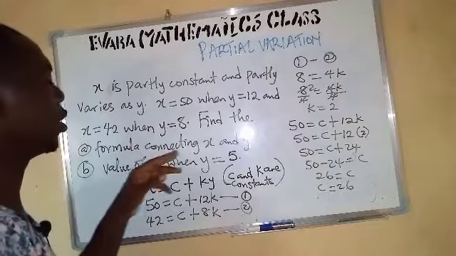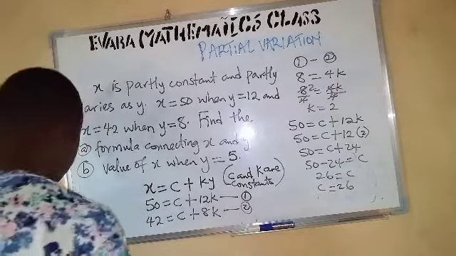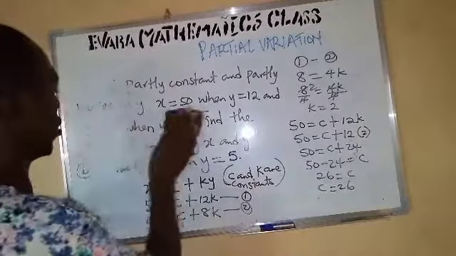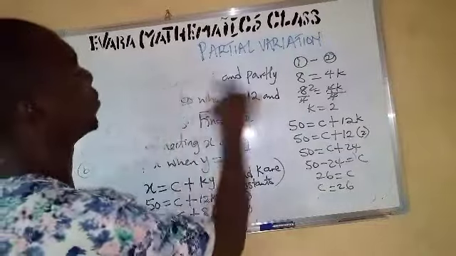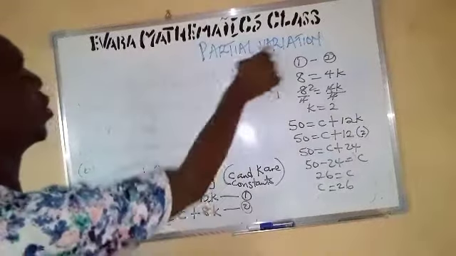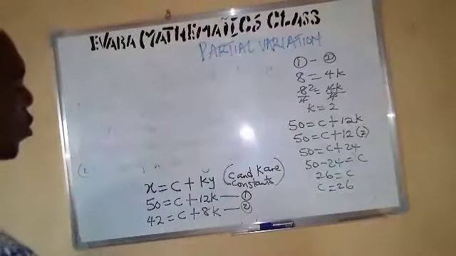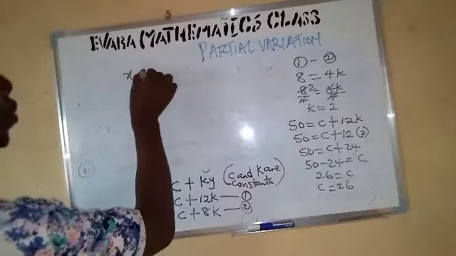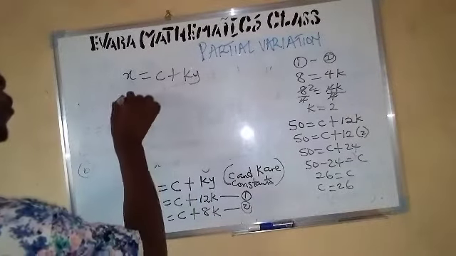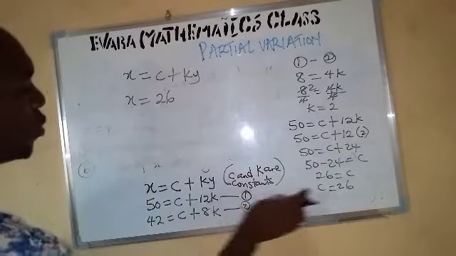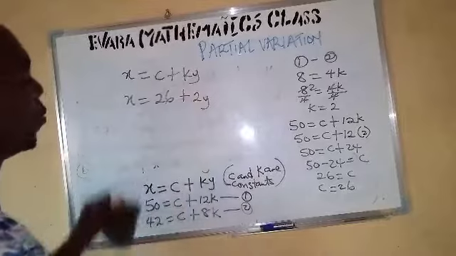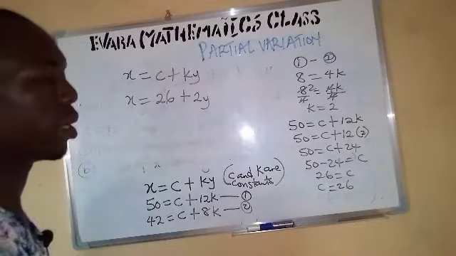We are asked to find the formula connecting x and y. The formula connecting x and y is x equals c plus ky. This is the formula connecting x and y. And we have gotten the value of c to be 26 and the value of k to be 2. So this is the formula connecting x and y.